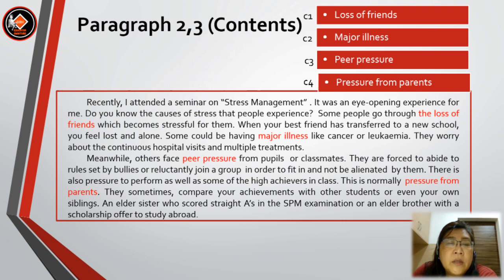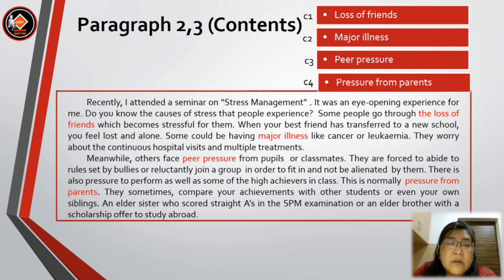You can write the second paragraph. Recently, I attended a seminar on stress management. It was an eye-opening experience for me. Do you know the causes of stress that people experience? Some people go through the loss of friends, which becomes stressful for them. When your best friend has transferred to a new school, you feel lost and alone. Some could be having major illness like cancer or leukemia.